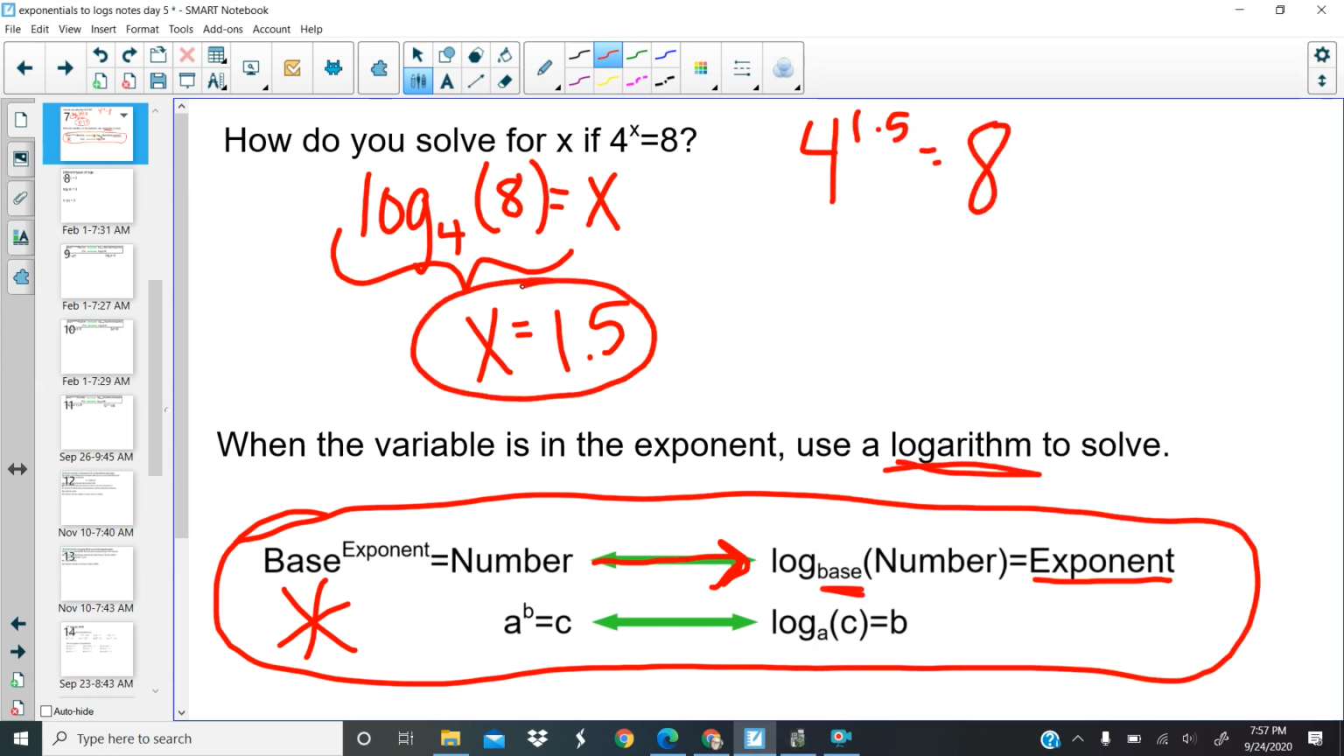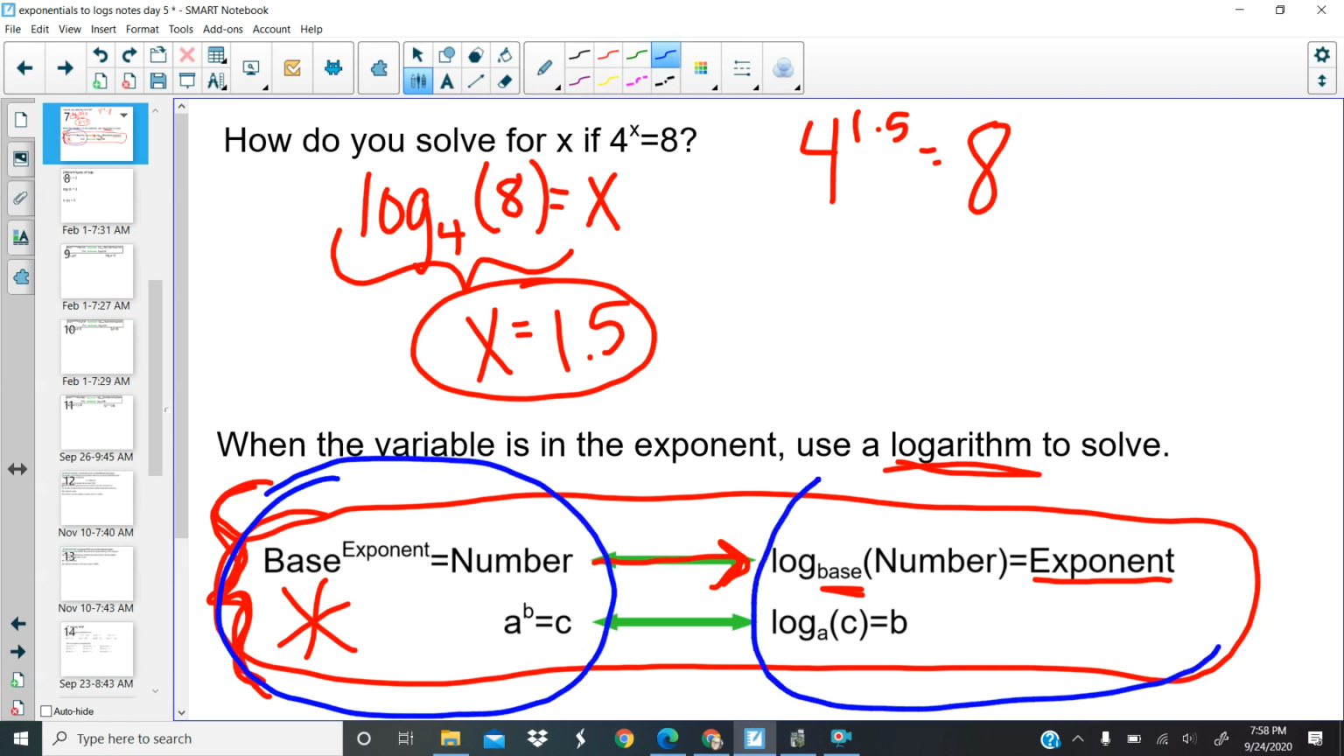The biggest thing that you need to do is write down this information at the bottom so that you can change back and forth between exponential form, which are these two on the left-hand side, and logarithmic form, which is this on the right-hand side. There are two different ways of doing it here: I wrote it out in words on the top in case you're better at following it that way, and I wrote it with different letters on the bottom in case that method is easier for you.